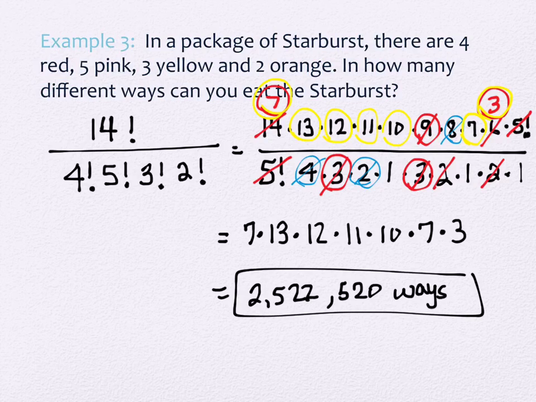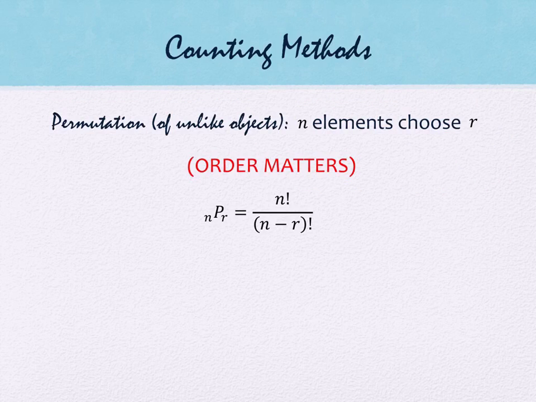All right. Now, what happens then if the objects are unalike? They're different. All the objects are different. So, you had the Starburst package, but every single one of them was different, right? Well, that would be different, right? I wouldn't have anything in the denominator to worry about. Agreed? None of those values in the denominator would have happened because none of them would have been duplicated, okay?